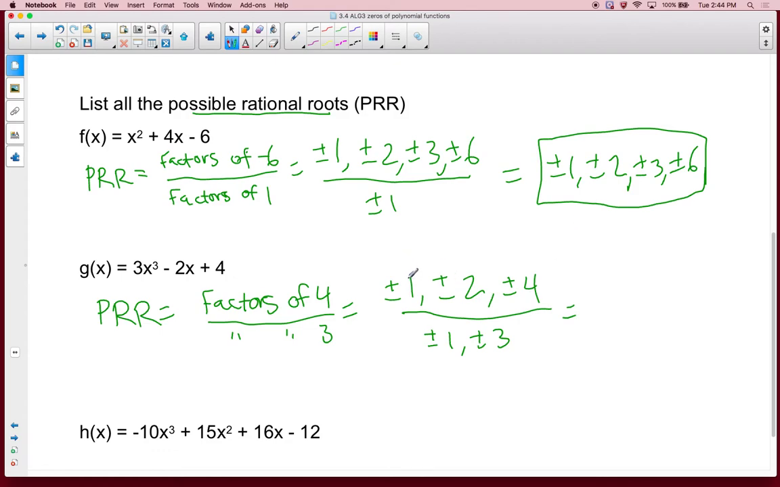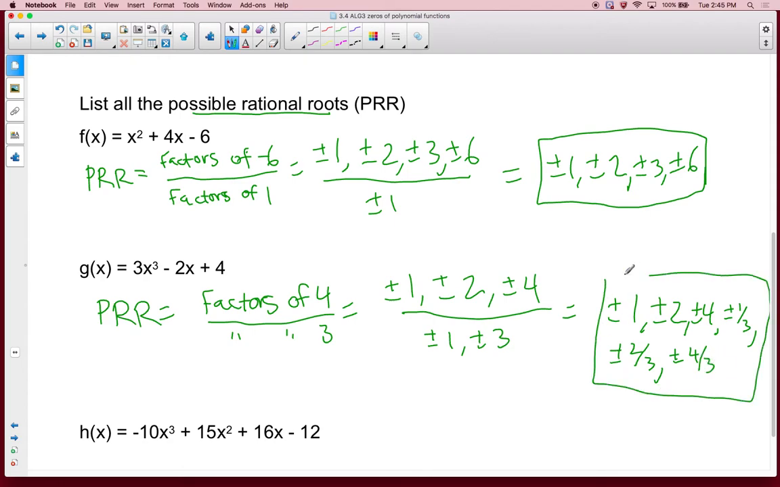Now we're going to divide each one by 1. So we get plus or minus 1, 2, and 4. So I did 1 over 1, 2 over 1, 4 over 1. Now I have to divide each one by 3. So 1 over 3 is 1/3, 2 over 3 is 2/3, and 4 over 3 is 4/3. Okay, so these are all of the possible rational roots here.